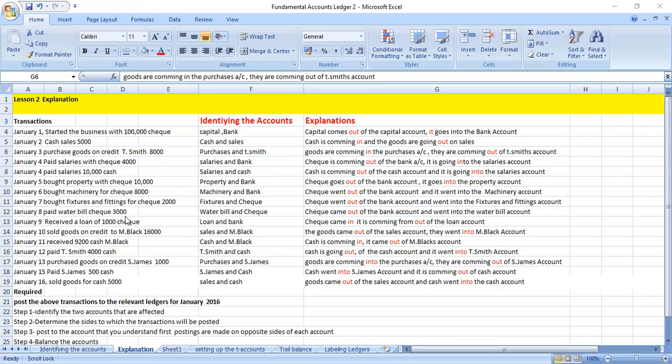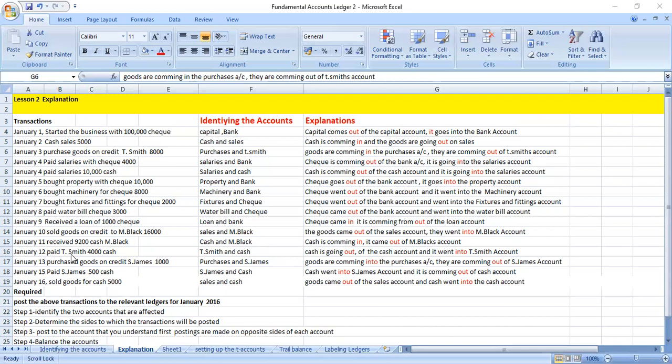All right. The next one says January 11, received $9,200 cash from M Black. Two accounts affected are cash and M Black. The cash is coming in and it is coming out of M Black's account. All right. Let us look at the next transaction.